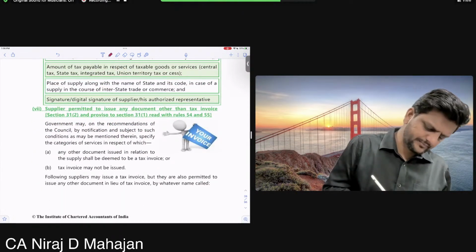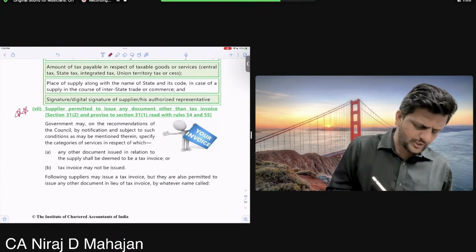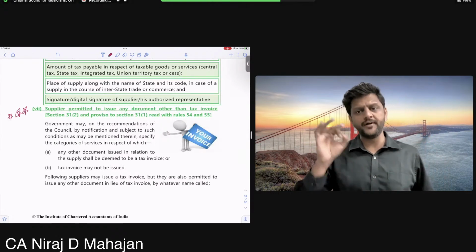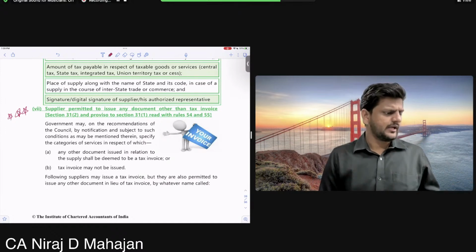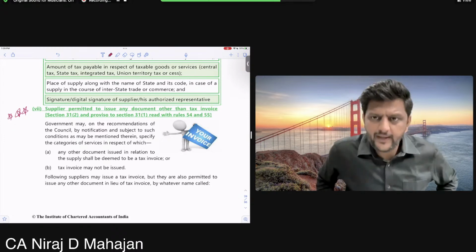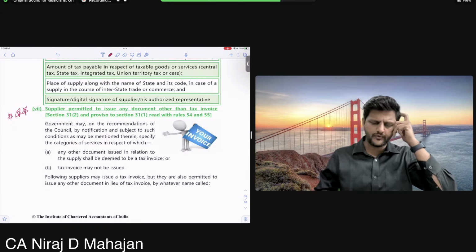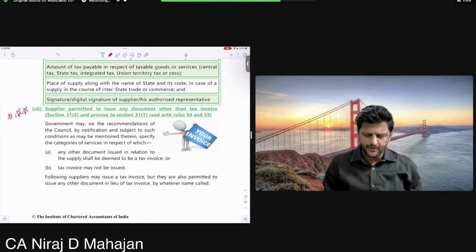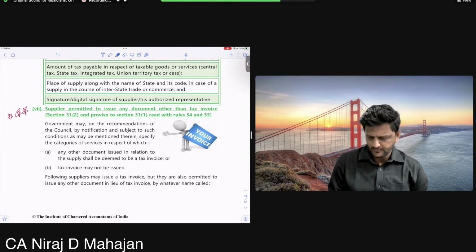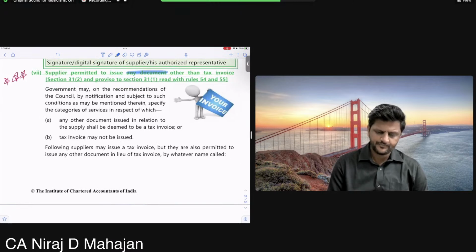Next one, star mark. Any other document other than the actual invoice will be deemed to be an invoice. Any other document issued will be deemed to be an invoice, apart from the actual original as per the format, whatever you have done. So important. Supplier permitted to issue any document other than tax invoice. Check.